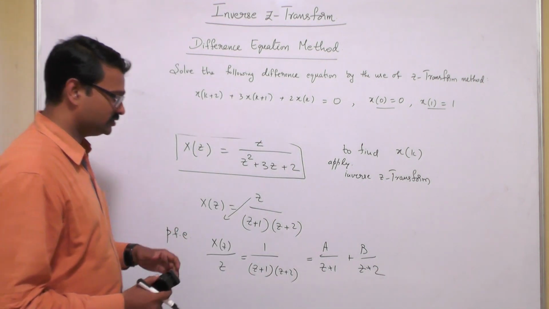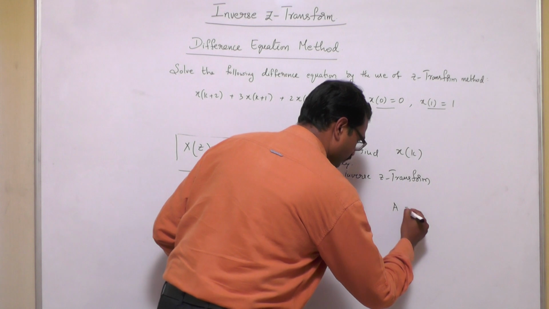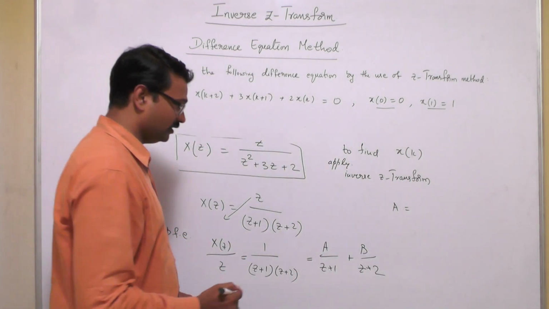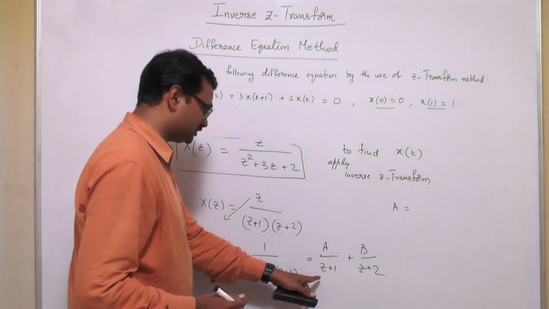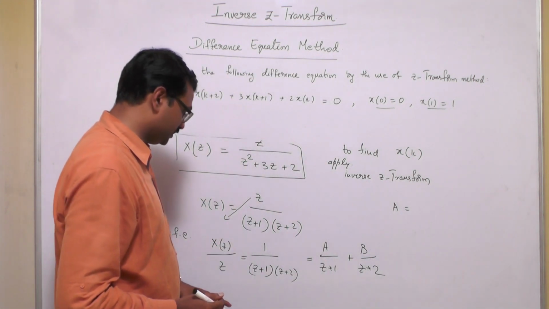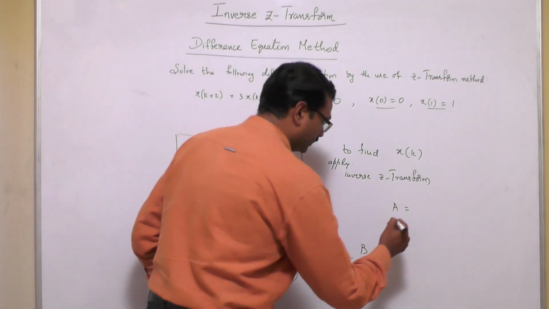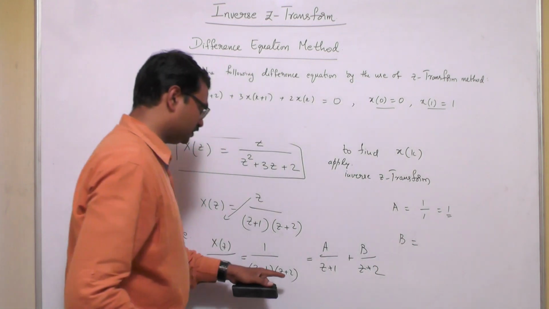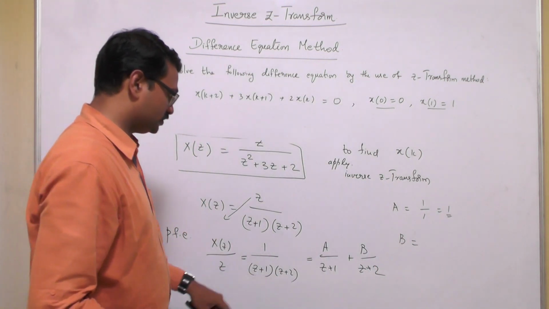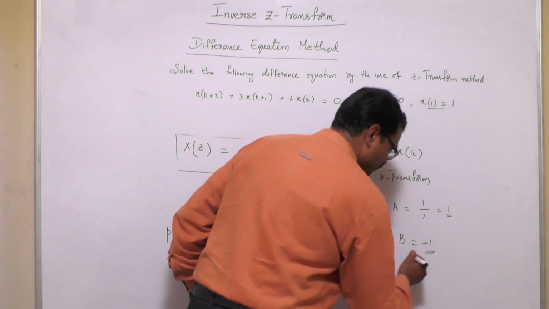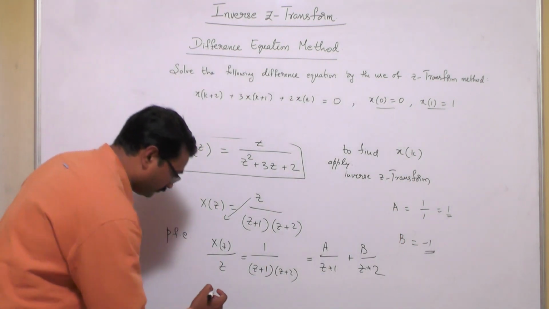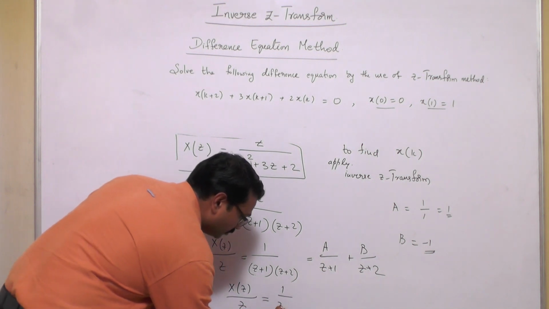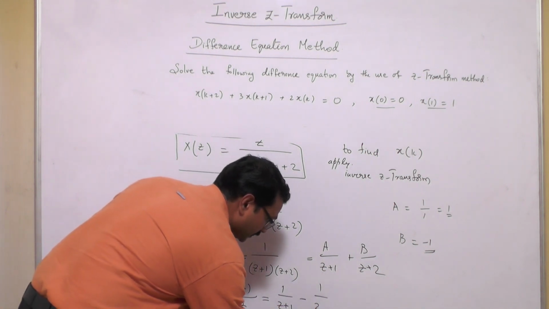Now, it is necessary for us to find a and b. What is the value of a? I will make it a little faster. With z equal to minus 1, I can obtain 1 by 1, so a is 1. And for b, z is equal to minus 2 plus 1, it is minus 1. So b is minus 1, a is 1. Therefore, I have x of z by z is equal to 1 by z plus 1 minus 1 by z plus 2.